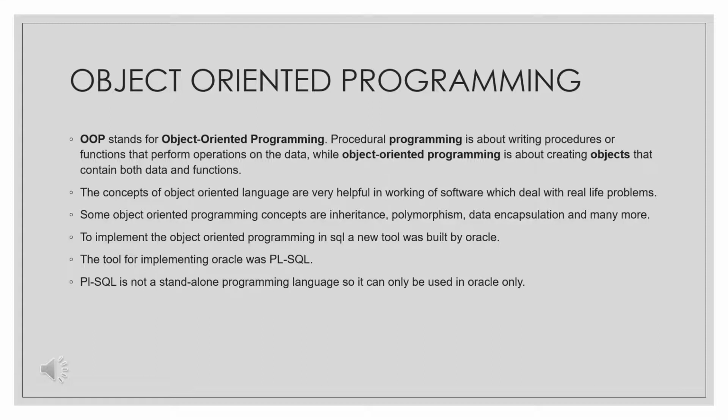The concepts of object-oriented languages are very helpful in software which deals with real-life problems. Many software, as we see, like Amazon and others, are all built using powerful languages like Java, and these are all object-oriented programming. Some of the concepts of OOP are inheritance, polymorphism, and data encapsulation, and these are all useful for enhancing the powers of any language.